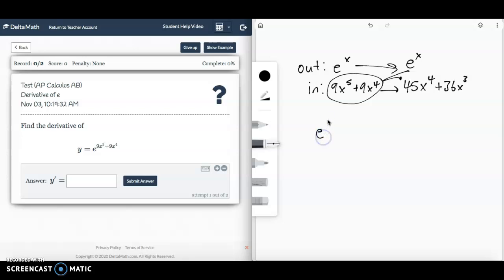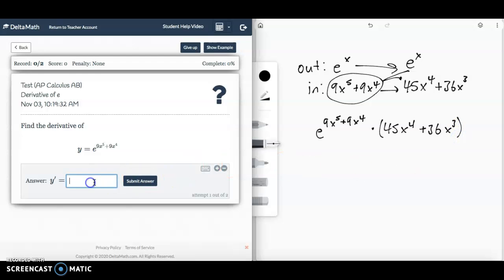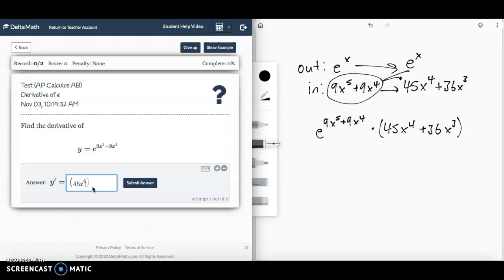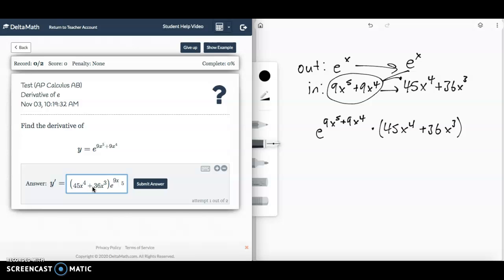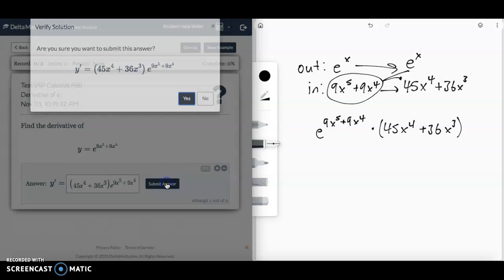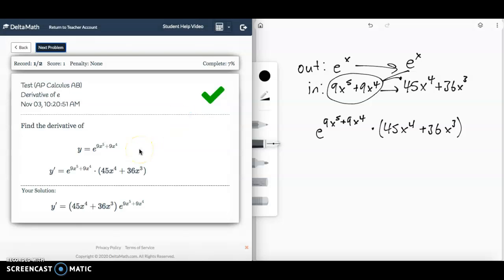So we get e to the 9x to the 5th plus 9x to the 4th times 45x to the 4th plus 36x to the 3rd. And you can put that in front too, I usually do. Oh no, what's happening here? There we go. Oh, see, they put it behind.